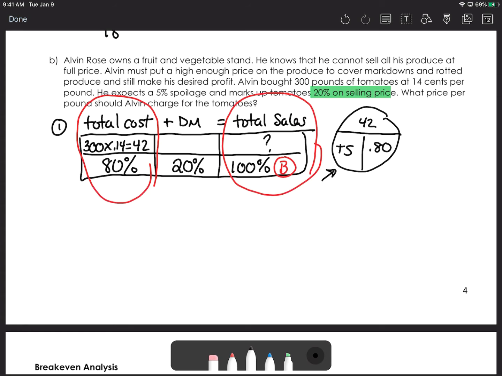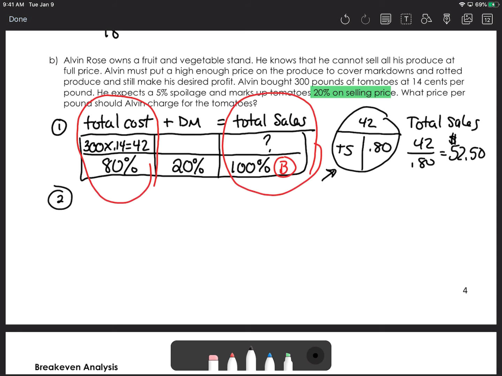We know that the cost is 42 and the rate for the cost is 0.80. So to figure out the total sales, I'm going to take 42 divided by 0.80. And 42 divided by 0.80 is 52.50. So his total sales is $52.50. He starts at 42, which is what it cost him to purchase the tomatoes. Then he marks it up 20, and he's going to try to sell them for $52.50.